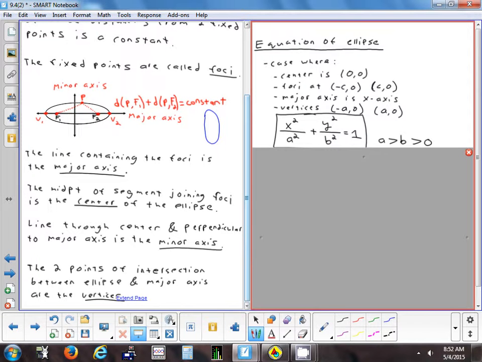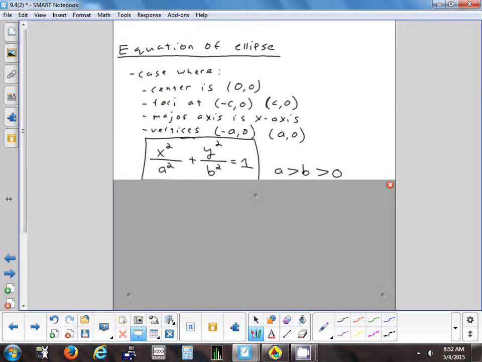Okay, does everyone have what's on the left? In this equation, if you're looking at your packet, it's page 390. The equation is x squared over a squared plus y squared over b squared equals 1.